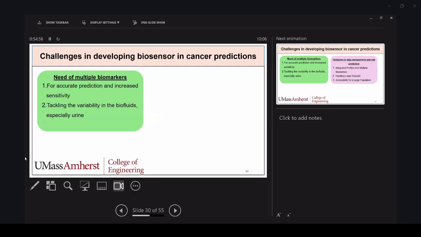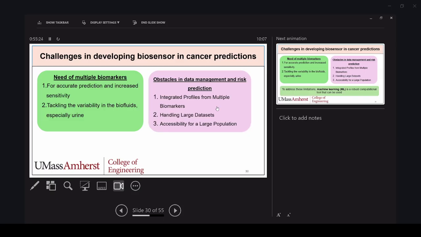Though we do this electrochemical biosensor for cancer prediction, it has its own challenges. We need multiple biomarkers to rule out false positives or false negatives, and we need to tackle the variability in biofluids, especially urine, right? And imagine, as I mentioned before, it has large data sets and accessibility for large populations, so many, right?